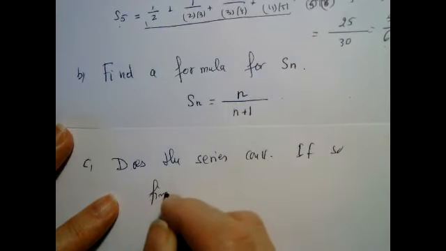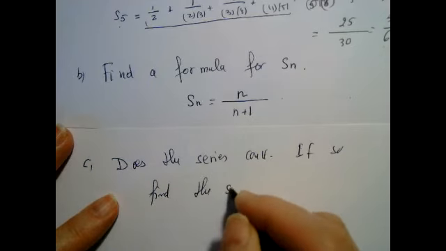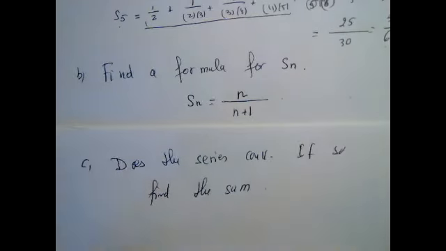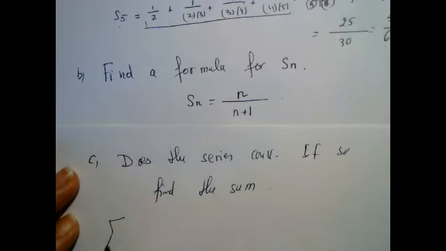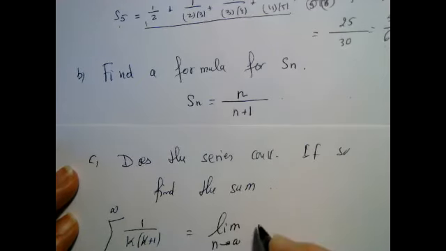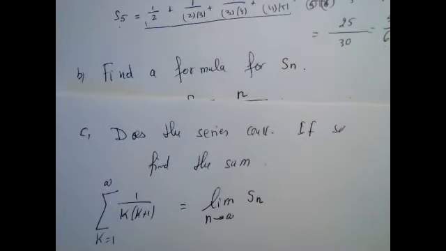Find the sum. Okay, so now what is the series? The series, sigma 1 over k times k plus 1, k equal 1 to infinity, is nothing more than the limit as n goes to infinity of those partial sums. So that's really what this series is. It's what happens to the partial sum when n goes to infinity.